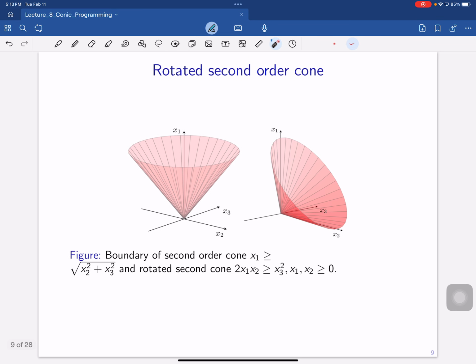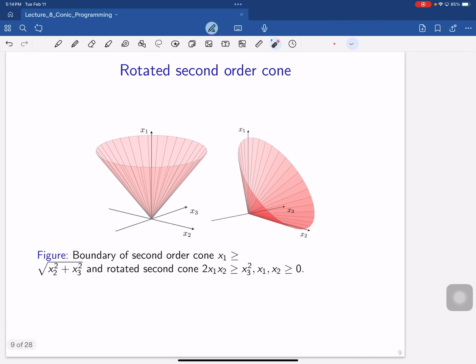Okay, so there is another concept called the rotated second order cone. The idea is very simple. You have a cone. This is a standard second order cone, right? If you push it 90 degrees and push this cone down to the x2 and x3 axes, this is called a rotated second order cone. If you want to represent this using an equation, it is 2 times x1 times x2 greater than or equal to x3 squared. Okay. I mean, there is nothing fancy here. Just rotate the original cone.